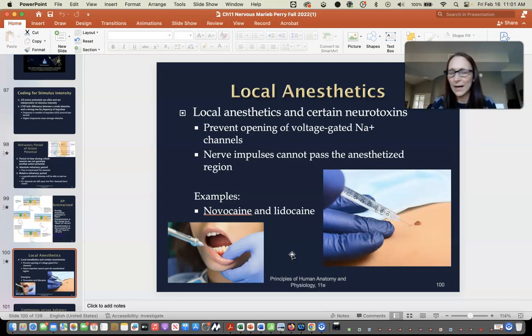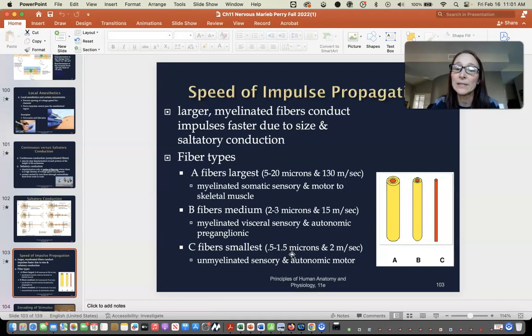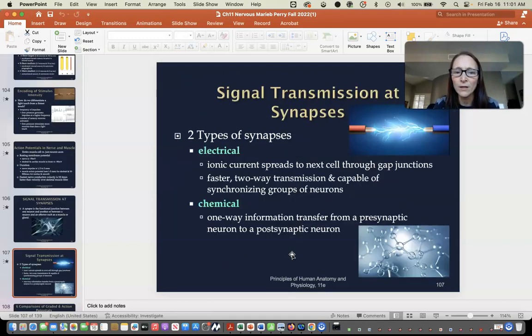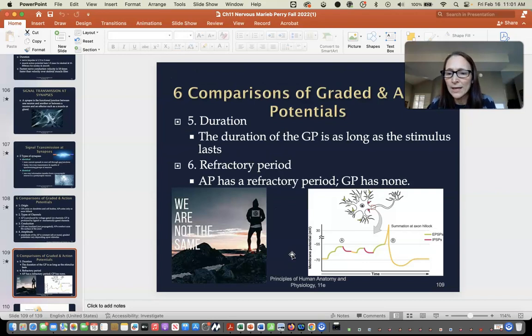Okay. And then the other thing, we talk about the difference between graded potentials and action potentials. If you go to slide 108 and 109, these are good slides. Here's 108 and 109 for the differences between graded and action potentials. Those might be 2 other slides that you might want to print off and stick on your mirror. Okay.